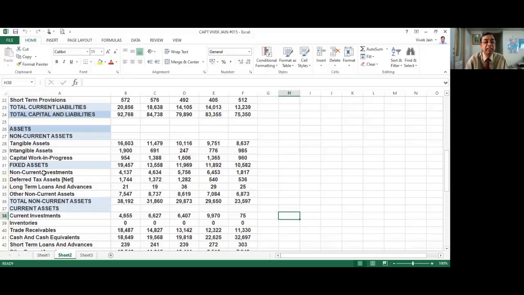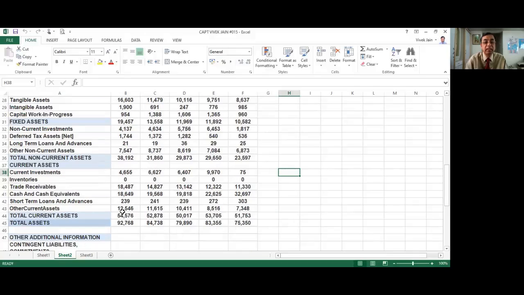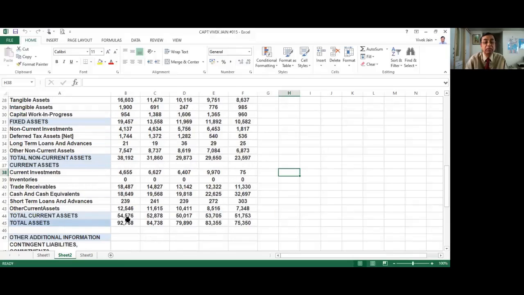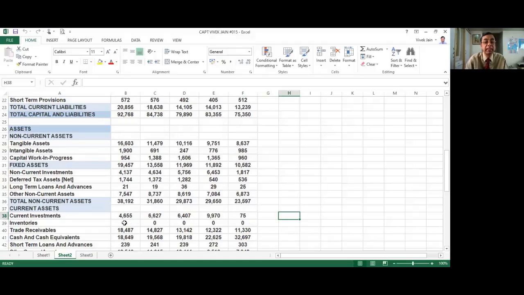19,457, and this with non-current investments, deferred tax assets, long-term loans and advances which the company may have given to some agencies, other non-current assets, totals the non-current assets to 38,192. Current assets will be the difference between 92,000 and 38,000, which is around 54,000, as you can see here. This totals with this and brings 92,768, the same as liabilities.